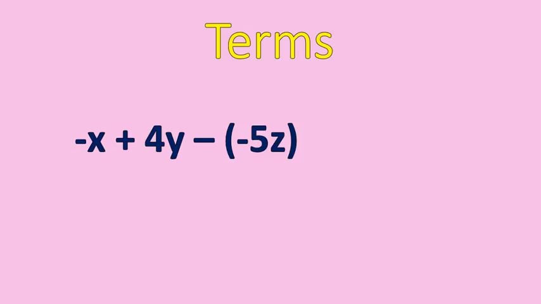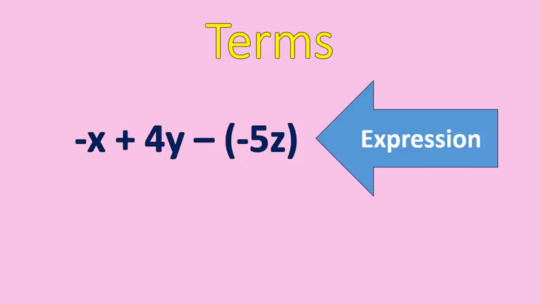So changing gears just a little bit, and I know this may seem backwards at this point, but I want to talk about expressions. An expression is a group of terms that are separated by addition and subtraction. So each of these represents one term. The first term is negative x. The second term is 4y. The third term is negative 5z. So we take our first term plus our second term minus our third term.